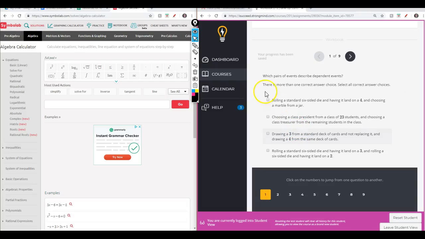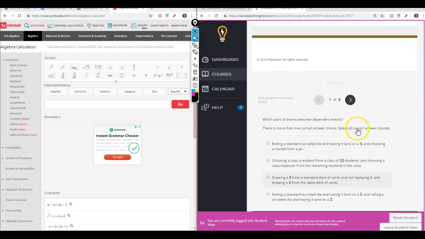Alright, welcome to question 1. Which pairs of events describe dependent events? There's more than one correct answer choice. Select all correct answer choices.